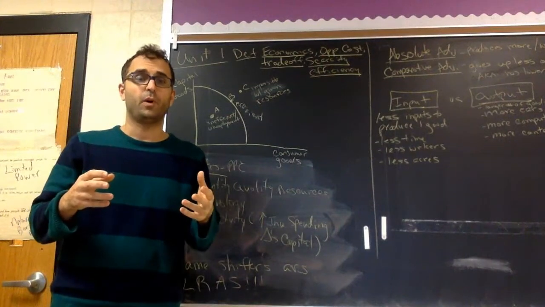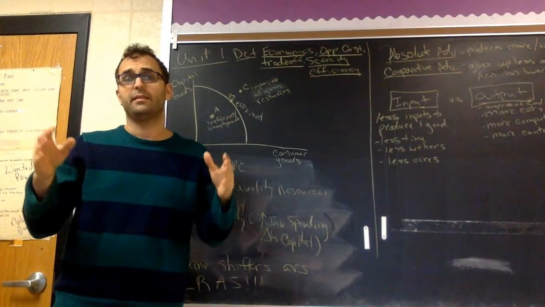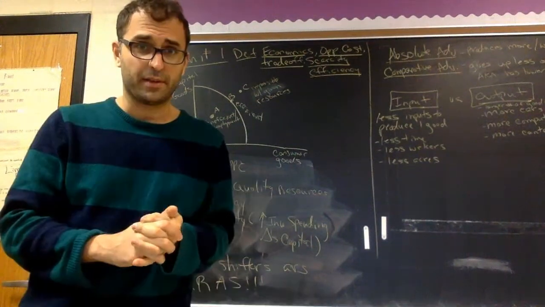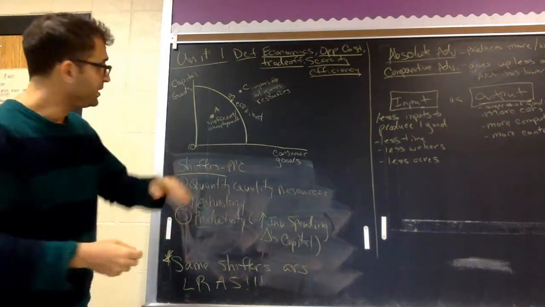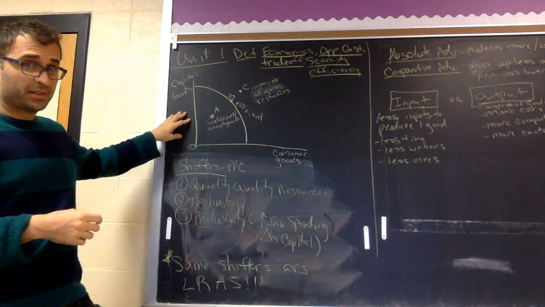Okay, this is macro review 1. This is a brief review, not a detailed review of everything from unit 1 macro, and see if we can get to unit 2. So the first place we start off is our first graph, production possibilities curve, also known as production possibilities frontier.